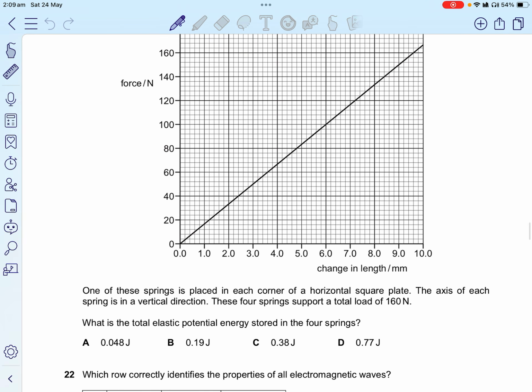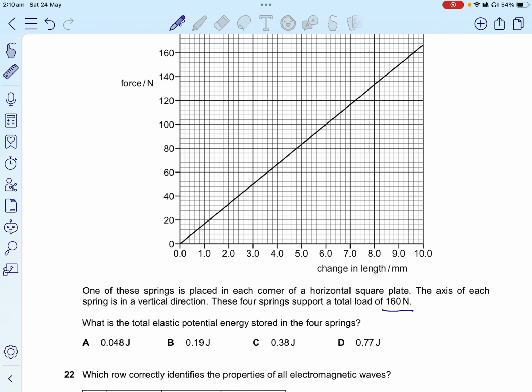One of the springs is placed in each corner of a horizontal square plate. The axis of the spring is in a vertical direction, and the four springs support a total load of 160 newtons. What is the total elastic energy stored in the four springs? Now, when you put four springs on a horizontal plate with one total weight of 160 newtons, that 160 newton weight gets divided among all of the four springs.